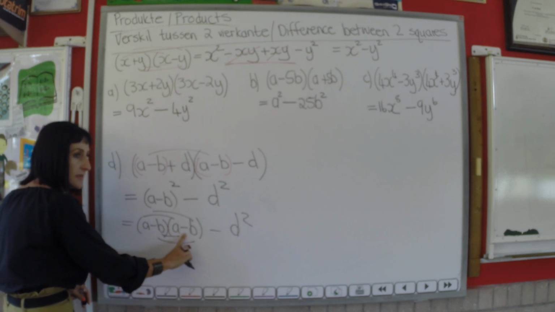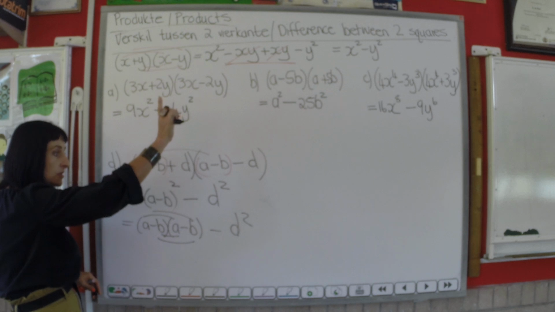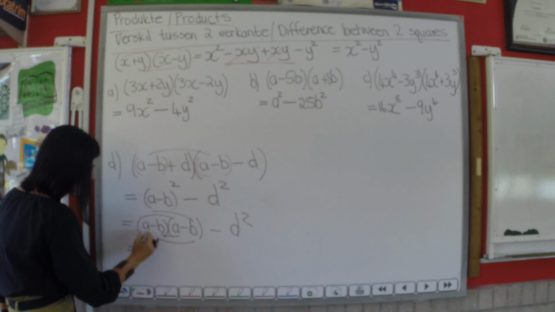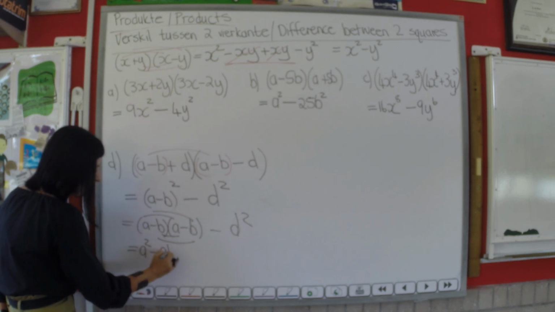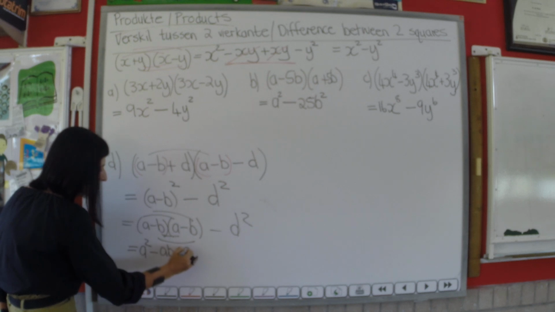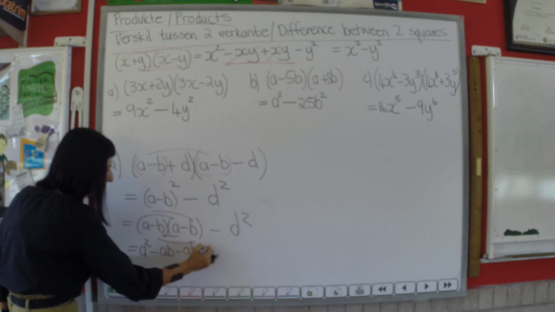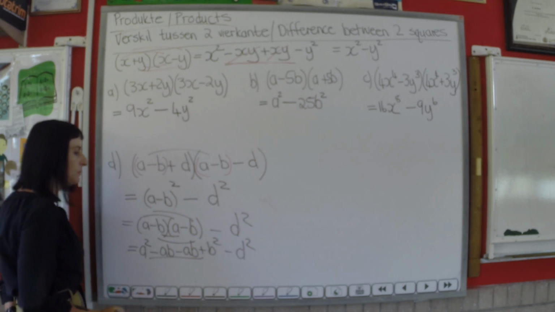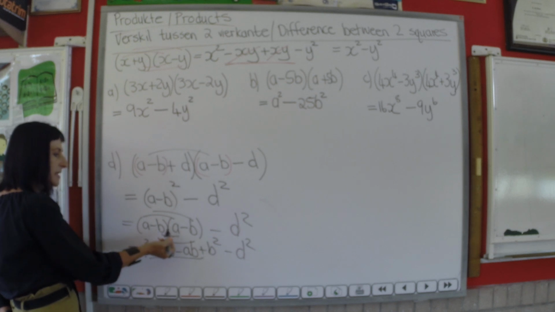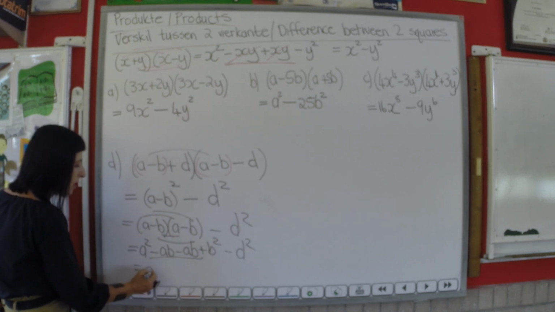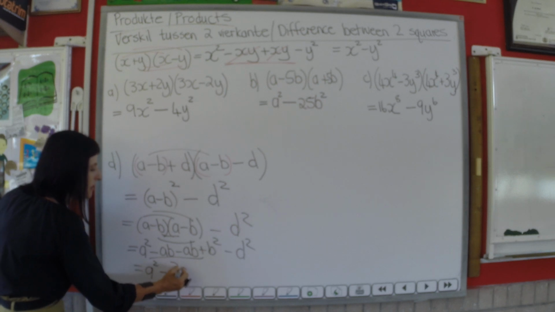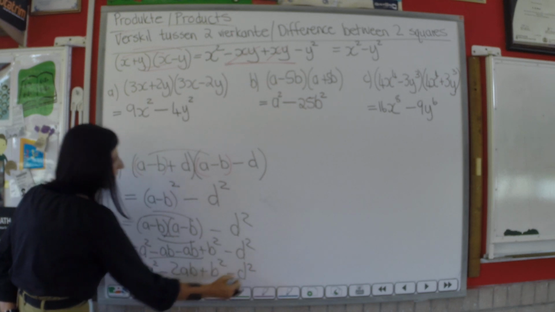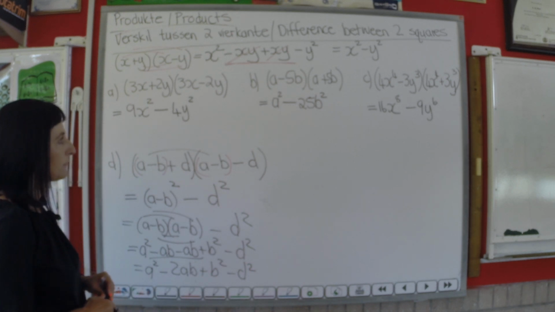Daar's nie 'n plus en 'n minus nie. Al twee minusse. So ek kan nie dieselfde doen as daar nie. Ek moet nou my eenmaal metode gebruik. A mal A is A kwadraat. A mal minus B is minus AB. Minus B mal A is minus AB. Minus mal 'n minus is 'n plus. En nou julle my middelterme eet mekaar nie op nie. Sien julle hoekom? Want die een is nie 'n plus en die een is 'n minus nie. So ek het nou A kwadraat minus 2AB plus B kwadraat minus D kwadraat. En ek het my produk vereenvoudig.